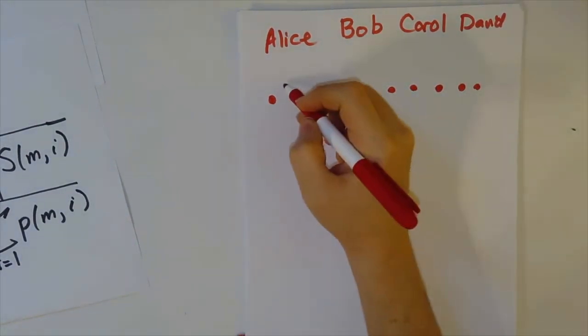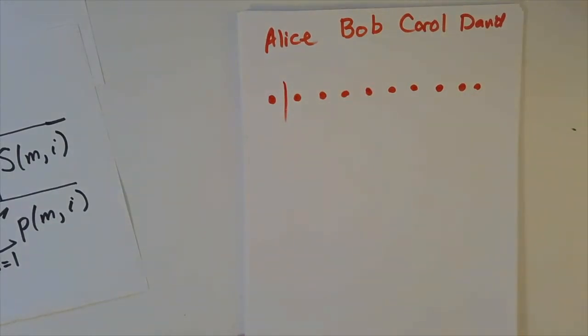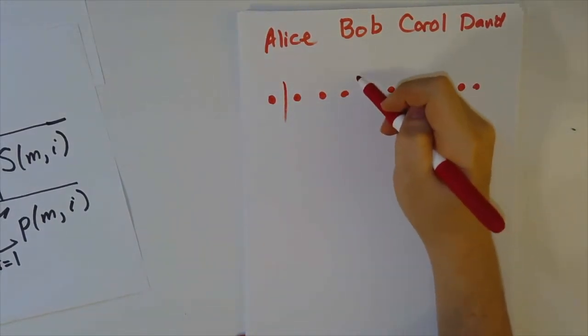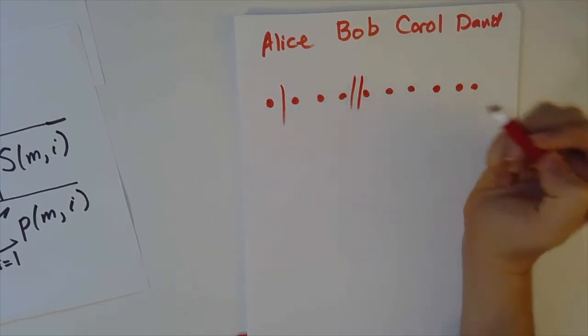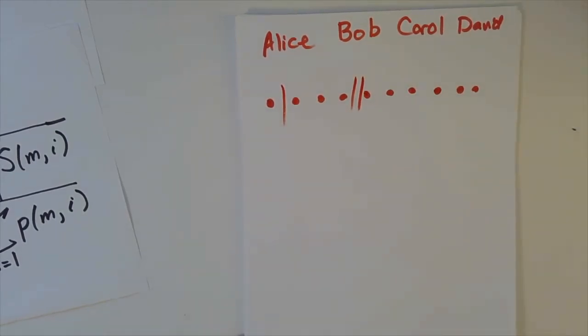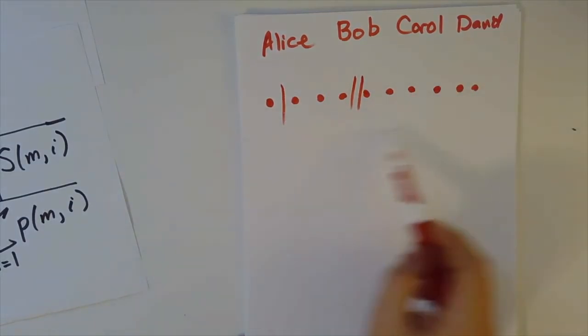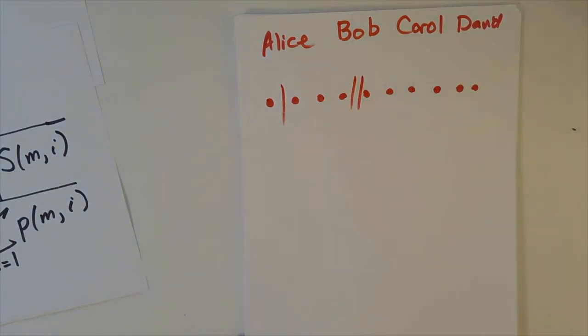So I'll give Alice the first piece of candy. I will give Bob the next 3. And I won't actually give Carol any. And then I'll give David the remaining 6 pieces of candy. And so we have these diagrams, these dot and bar diagrams, or star bar diagrams, or whatever you want to call them. And these correspond to all of the distributions of the candy.